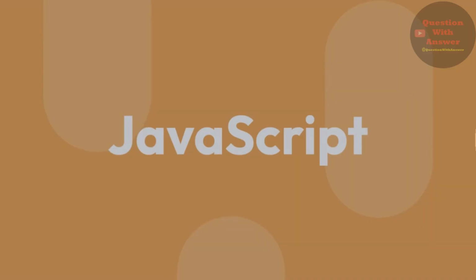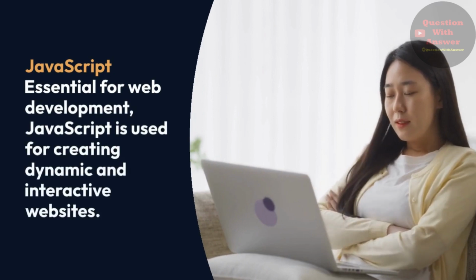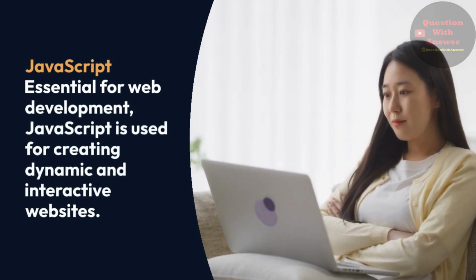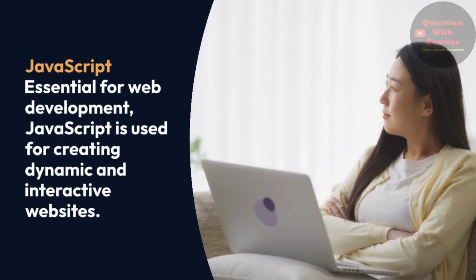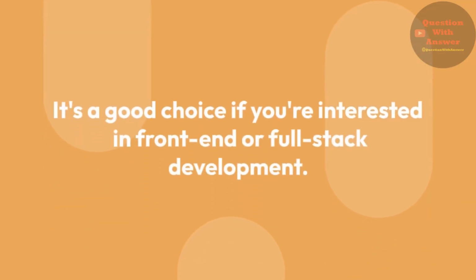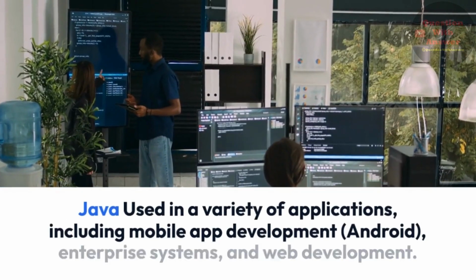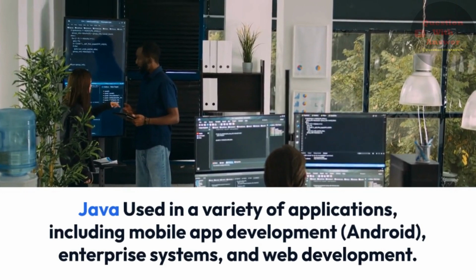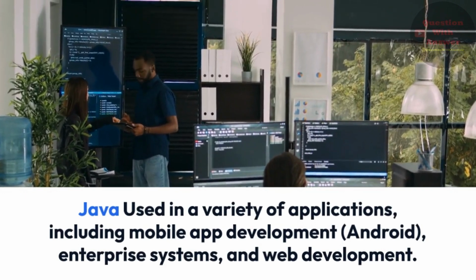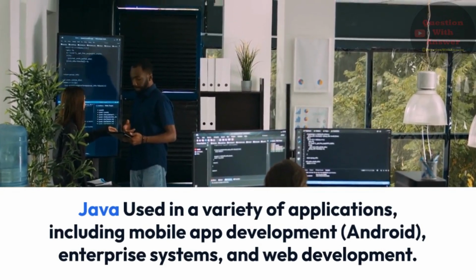JavaScript. Essential for web development, JavaScript is used for creating dynamic and interactive websites. It's a good choice if you're interested in front-end or full-stack development. Java. Java is used in a variety of applications, including mobile app development, Android, enterprise systems, and web development.